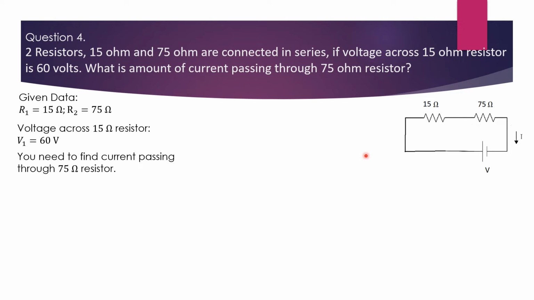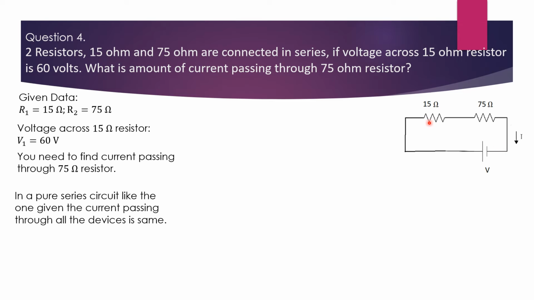Now remember and recall that in a series circuit, there is only one path. So whatever current is taken out from the voltage source or from the power source, the same current, the same charge will flow throughout the circuit from all the devices. So in a pure series circuit like the one given, the current passing through all the devices is always same. Therefore, let the current be equal to I.